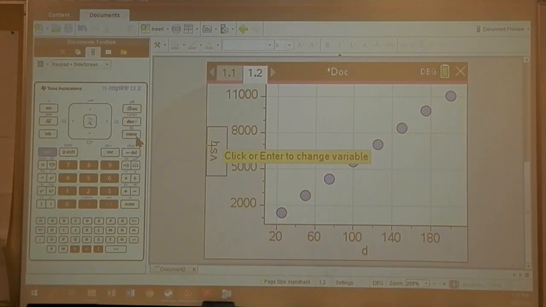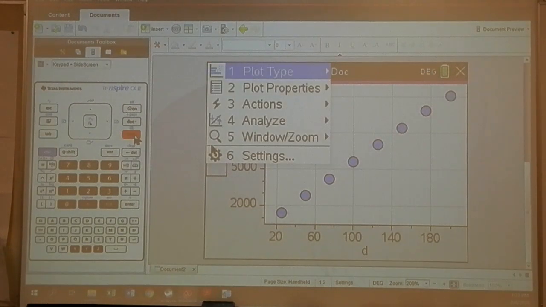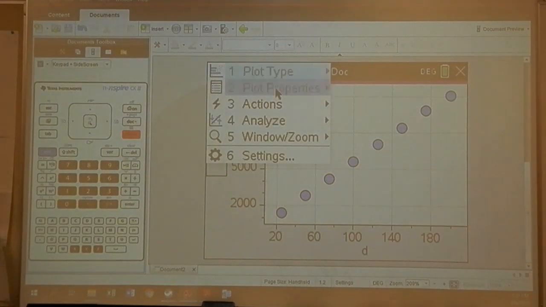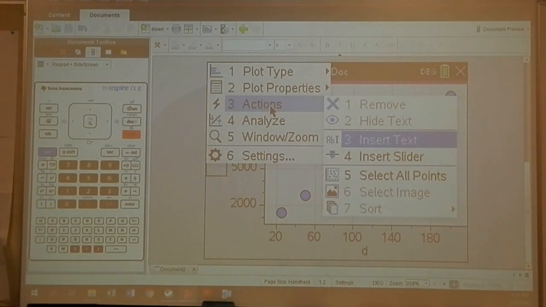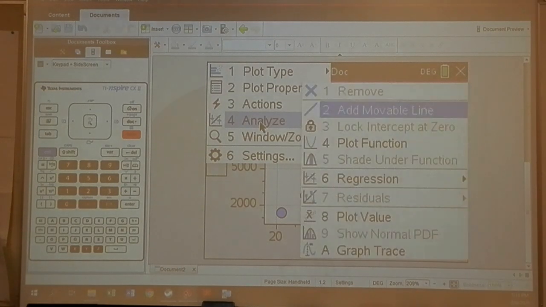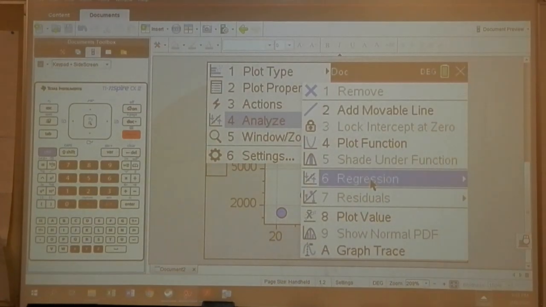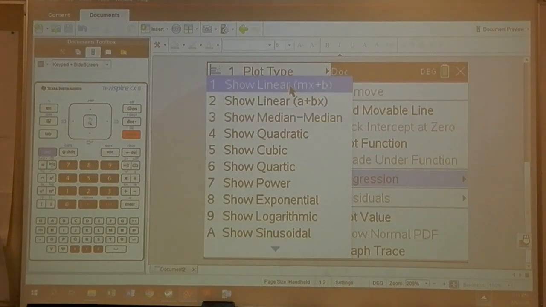I want to get the values for slope and y-intercept. I hit the menu button. It brings up these choices. I go to analyze, and if you ever choose the wrong thing and you find yourself going deeper and deeper and deeper, remember you can always hit the escape button to jump back a menu in there. But I'm going to choose analyze a regression, and the very, very top one, a linear regression in the format of mx plus b, because a straight line is y equals mx plus b.